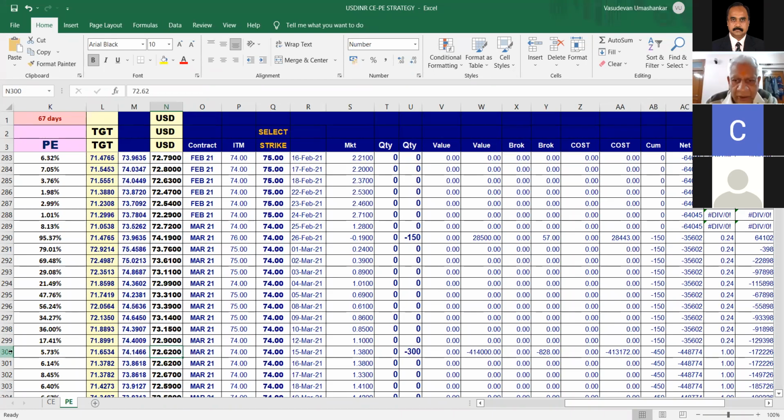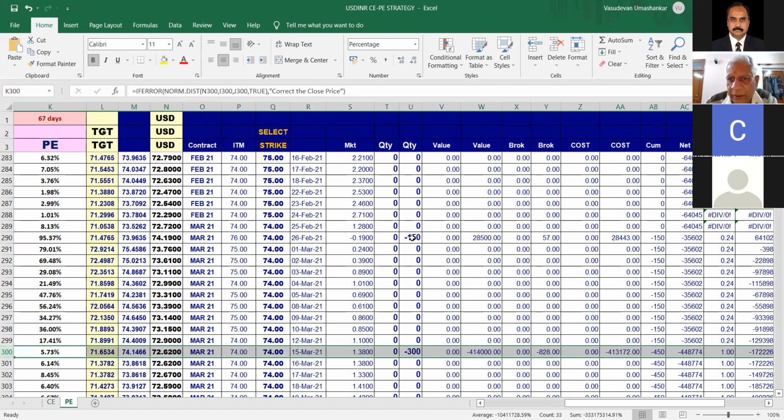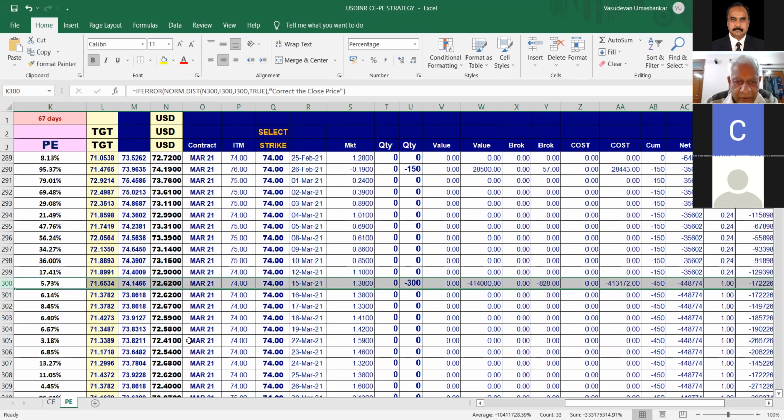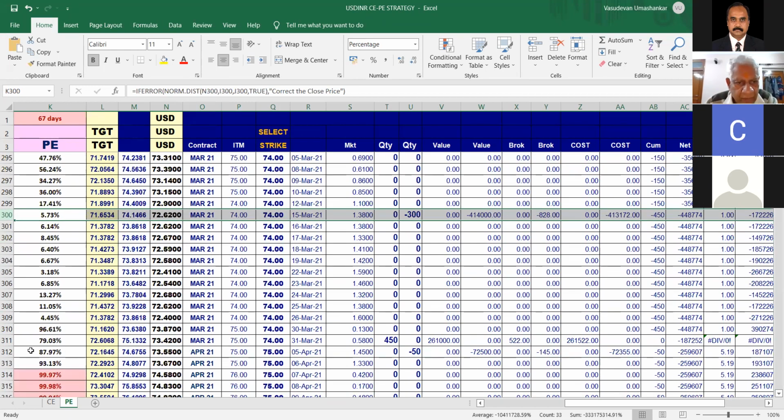So what I said, I have sold 300 because my cumulative quantity is 150 previously. Because every month I am closing, only the last traded entry will be my cumulative quantity. I am selling 300 now. When I sold 300, it all happened in the March contract only. So it is going like that. Just see, end of the month, March contract, I am covering the entire 450.